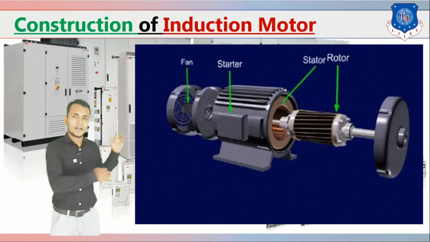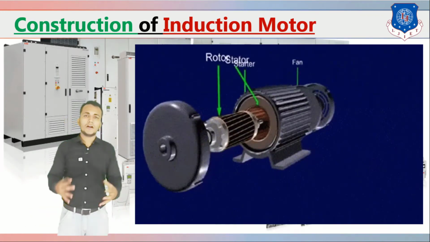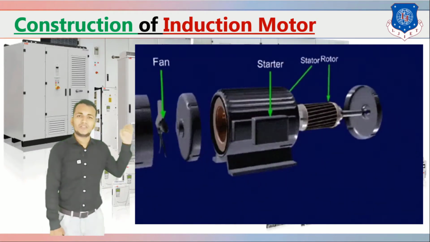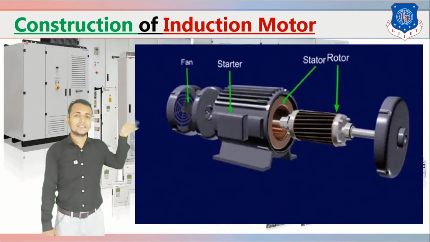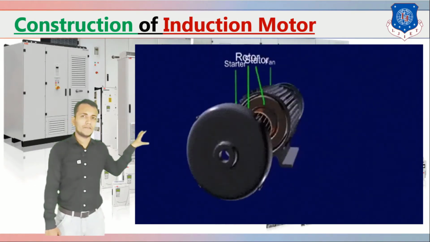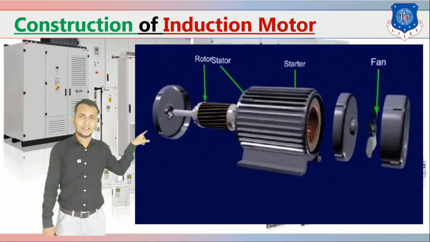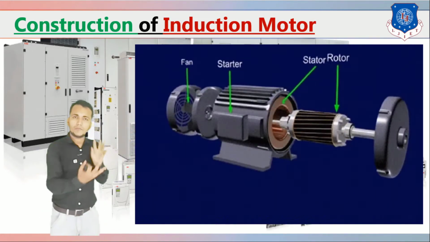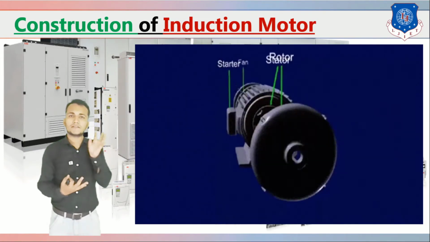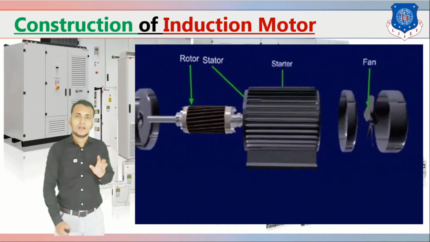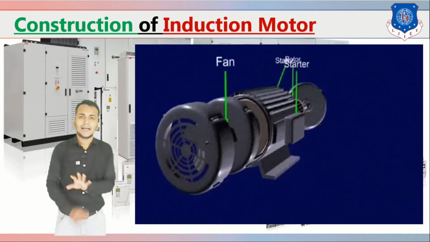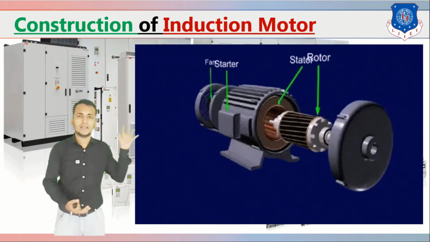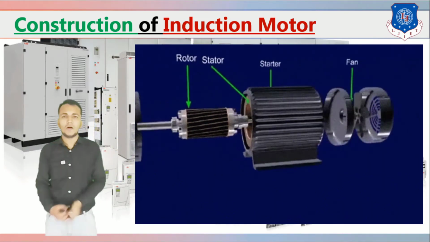In this other animated view we have shown the different parts of the induction motor: the fan, stator, rotor, and also the starter, because an AC motor requires starting. You can see in the figure the different parts. Whenever you see it from the front side, every part is connected in this way. The stator is the stationary part that cannot rotate, and the rotor is the rotating part. You can see in the animated view the construction of the induction motor.